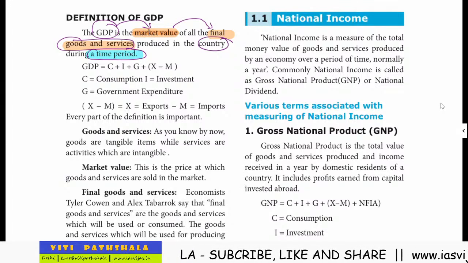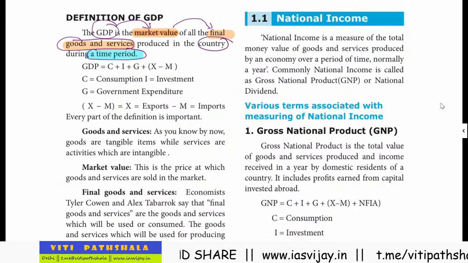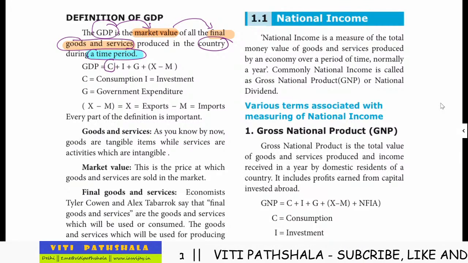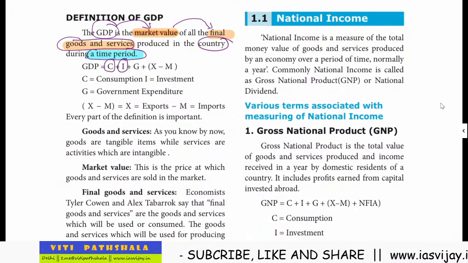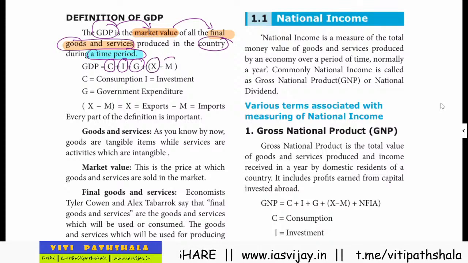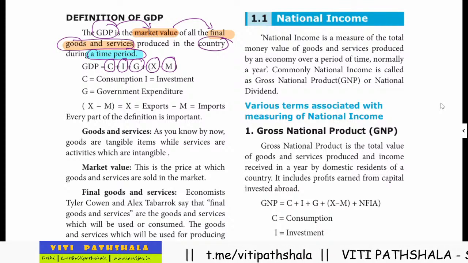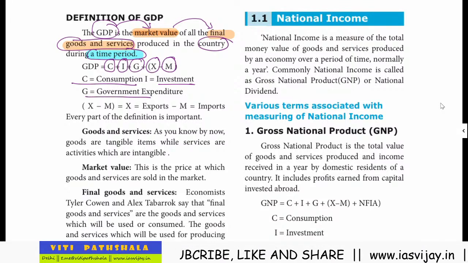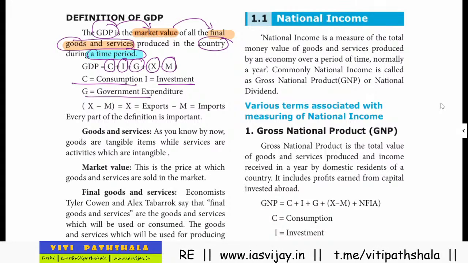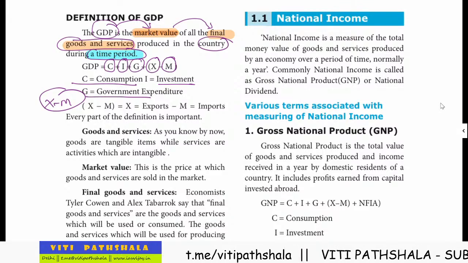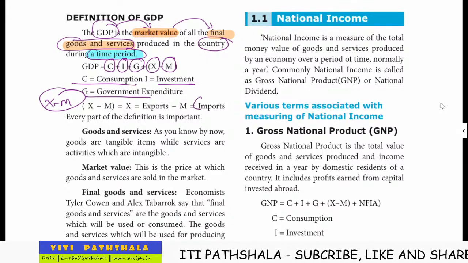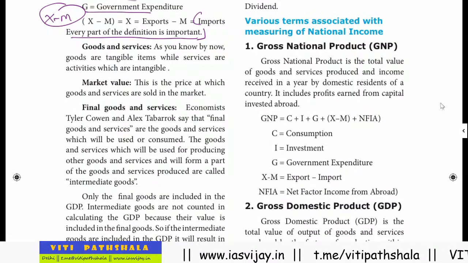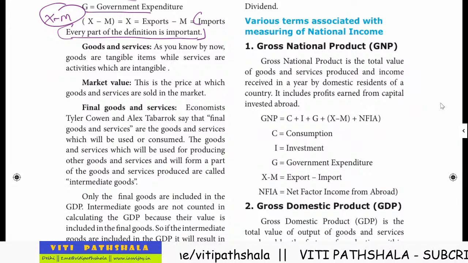So these words have been explained below also. What do you mean by market? What are goods and services, and what are final goods and services? Now GDP equals C + I + G + (X - M), where C stands for consumption, I for investment, G for government expenditure, X for export and M for import. So this is the formula of the GDP: consumption plus investment plus government expenditure, and we add exports minus imports. Export and import are important. Now every part of the definition we have done is very crucial.